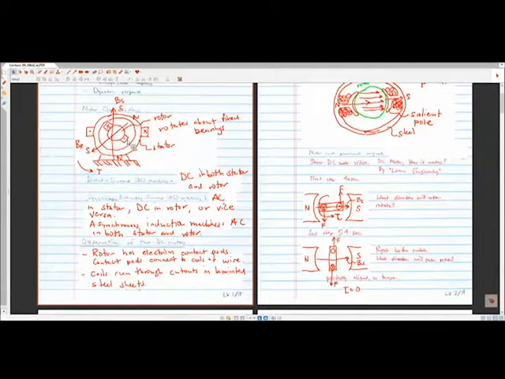The commutator is the electrical circuit that switches the direction of the current in the rotor as the rotor spins through its full revolution, right? So this usually happens somewhere on the order of 12 times in a rotation. That's about how many poles you would have on a standard DC motor.